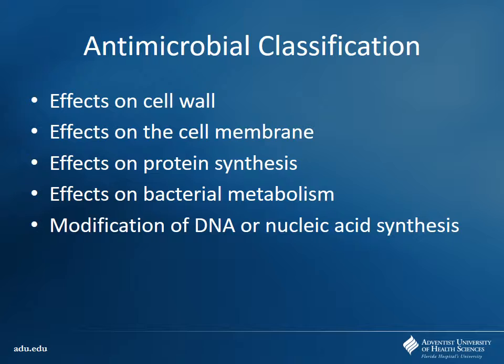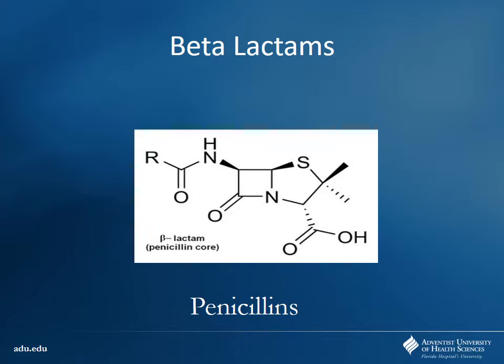The first group are going to be ones that are really working on the cell wall itself. So starting out is going to be our beta-lactams. The first group we'll talk about of our beta-lactams is going to be penicillin. You can see here this kind of square structure in the middle of the molecule. That's the actual beta-lactam group. That's what's going to be the business end of the molecule working on the bacteria.